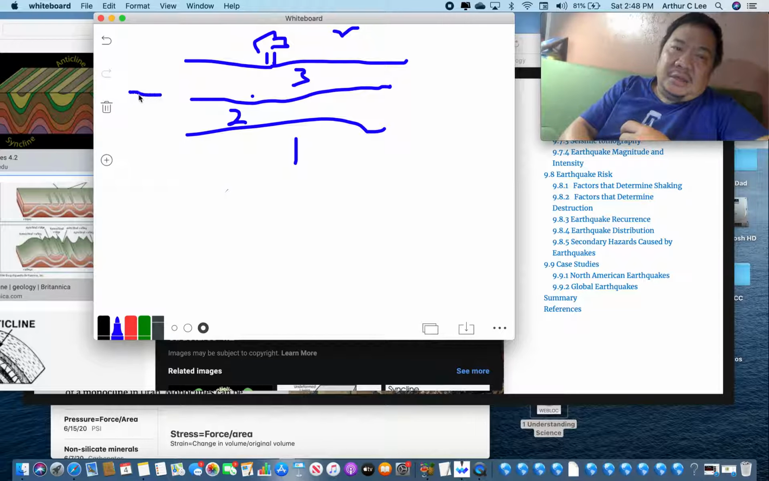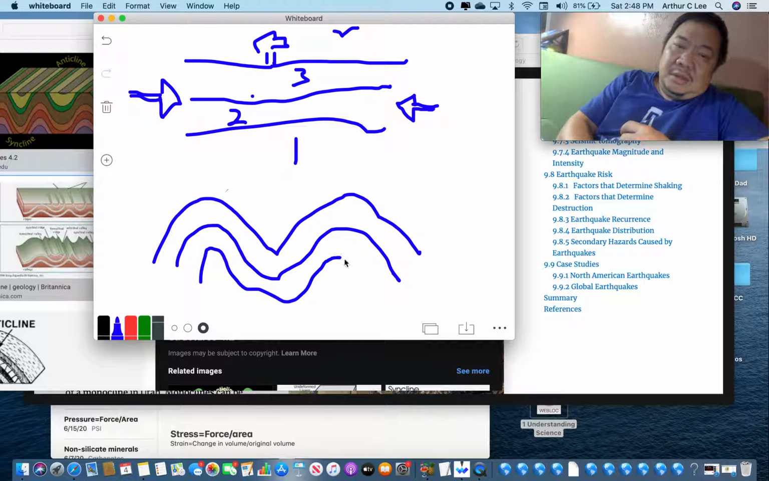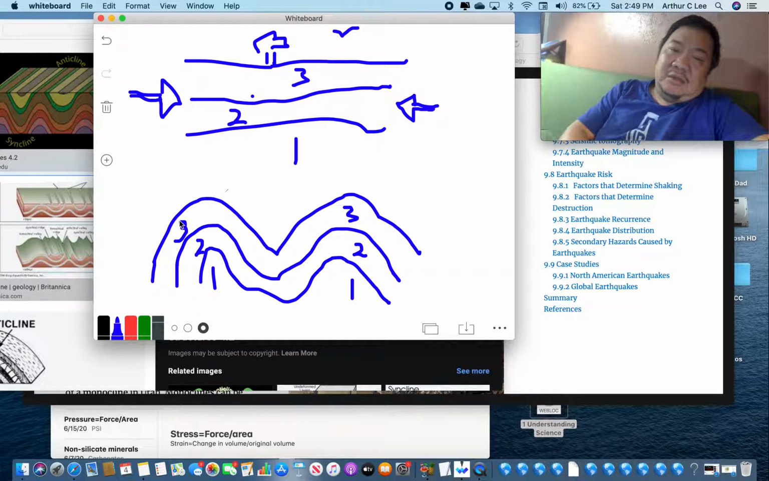Okay, now let's say I push these 3 beds together using compressional stress at a convergent plate boundary. Then I'm going to make folds if plastic deformation occurs. So wouldn't it look like this then? Wouldn't it look like this after I compress these rocks? How many anticlines do I have here? 1, 2, and I've got a syncline over here.